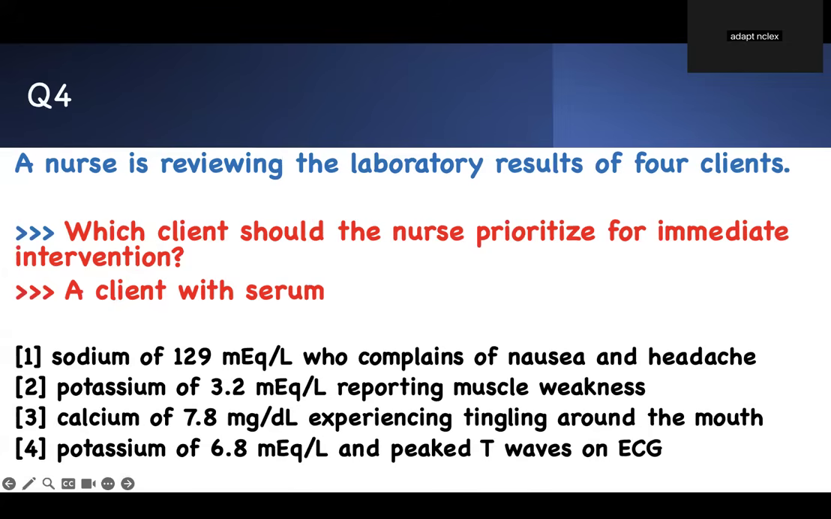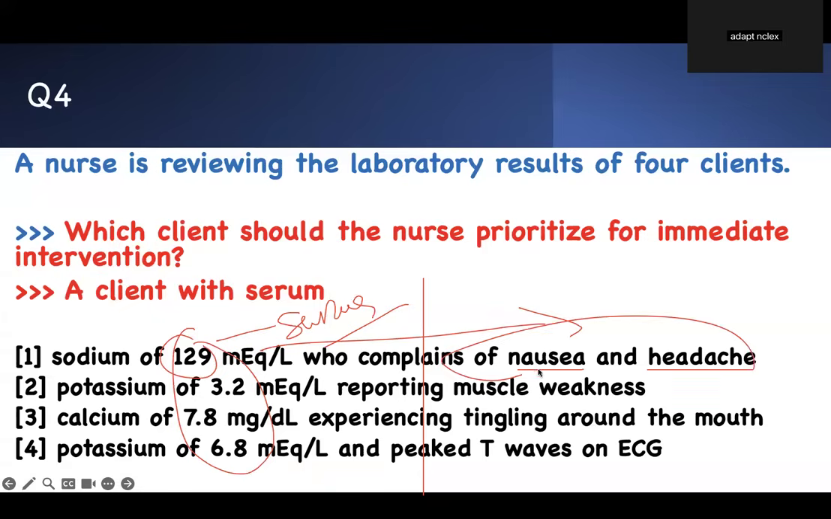I can tell you all are abnormal. But don't worry, look at the symptoms. I always divide it into two, the situation and the modifier. Sodium 129, you're going to have seizure. Seizures are very bad for you. It's very common for 129. But what is the patient complaining of right now? Nausea and headache. It's not having seizures. Therefore, that's not a bigger problem.